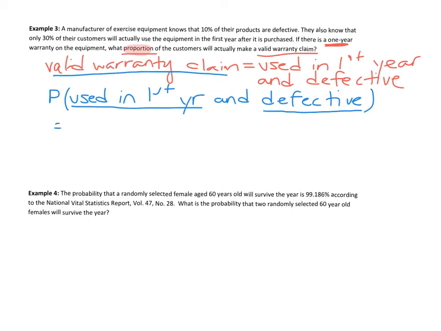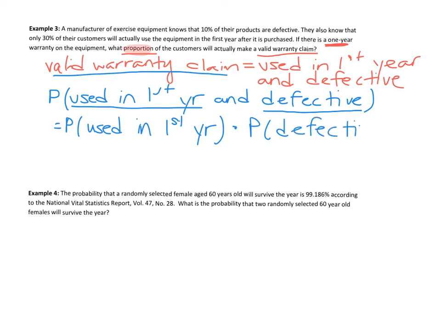So we can use the rule we just established. The probability that it's used in the first year, and, is multiplication, and then the probability it's defective. All right, and we're given these probabilities. The probability that it's used in the first year is that 30%, and then the probability that it's defective is that 10%. All right, so only 3% of their customers are going to be making a valid warranty claim.